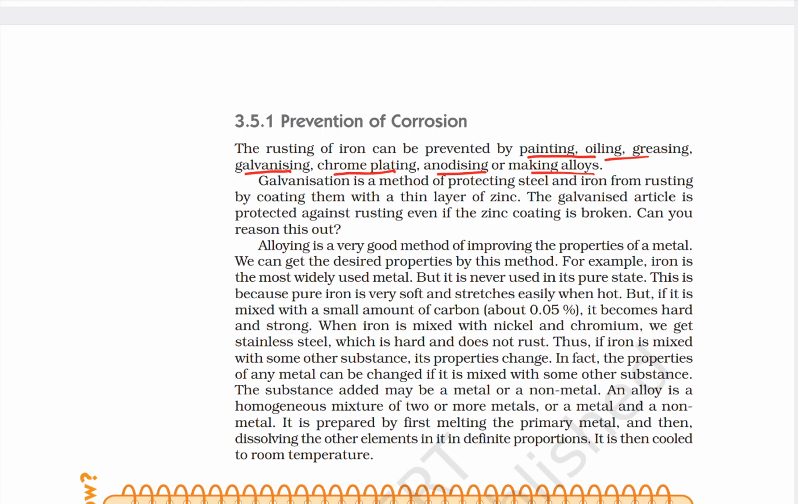Galvanizing. What is galvanizing? Coating iron or steel with a thin layer of zinc. Zinc prevents corrosion because it is more reactive and forms a protective oxide layer.